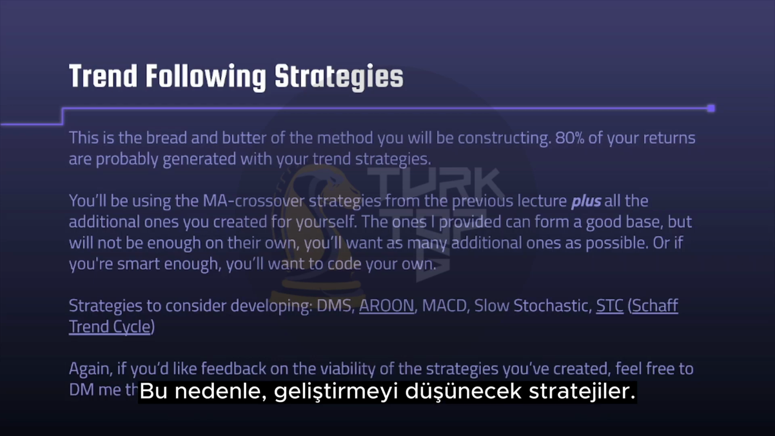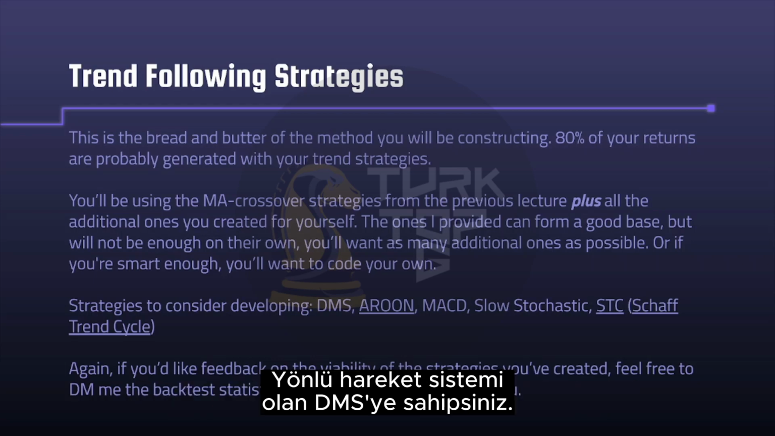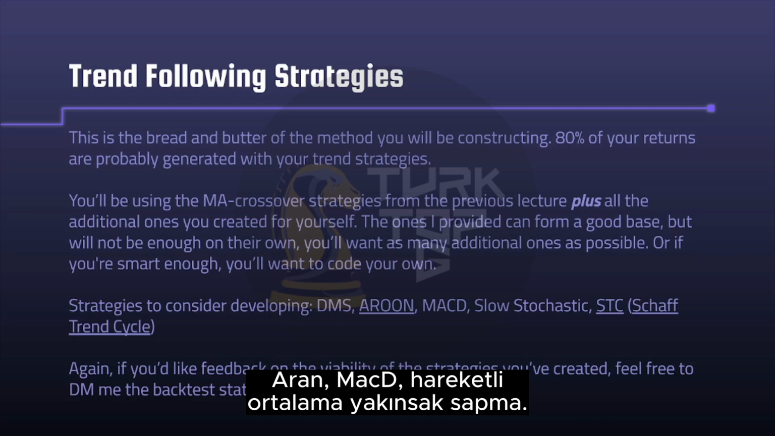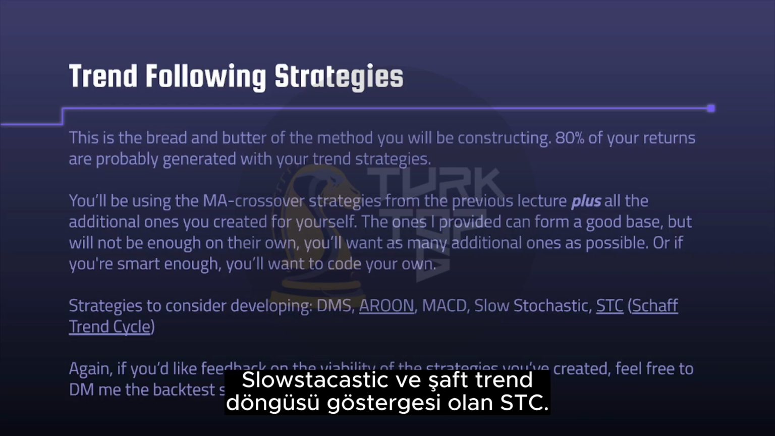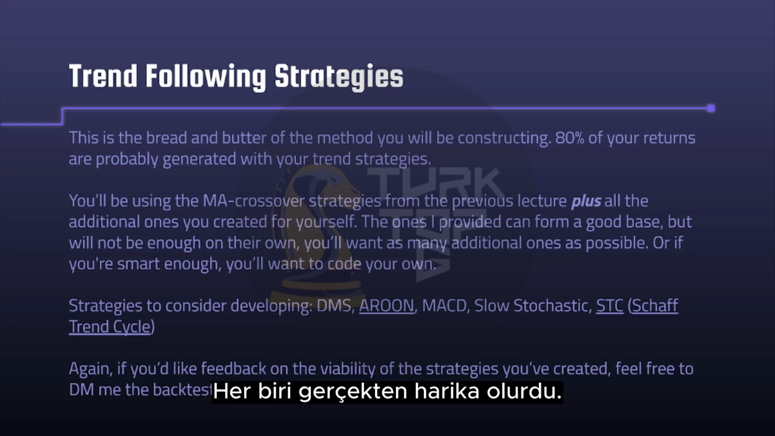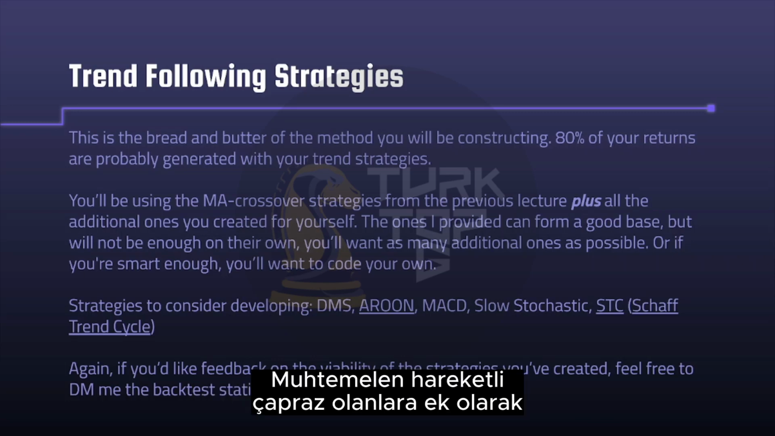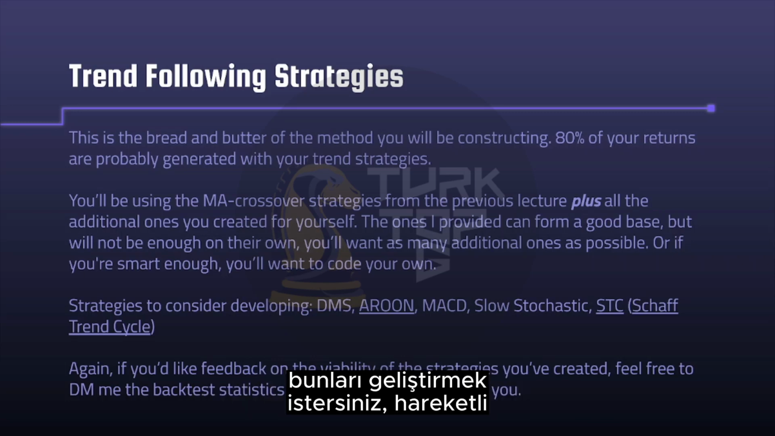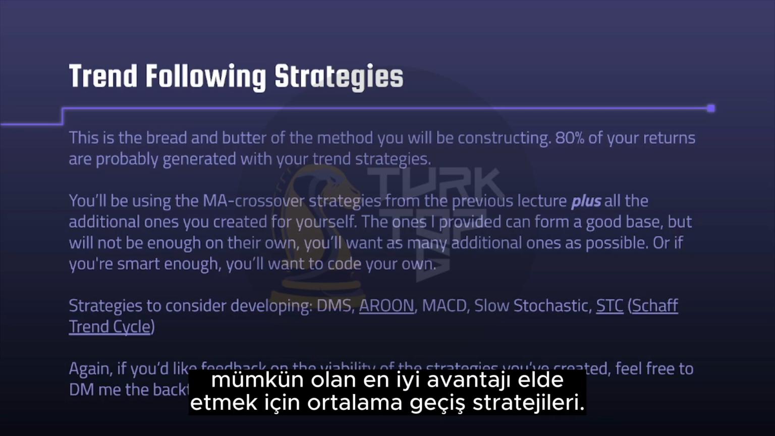So, strategies to consider developing. You've got DMS, which is directional movement system, Aroon, MACD, moving average convergence divergence, slow stochastic, and the STC, which is the Schaff Trend Cycle indicator. Out of all of those, you may want to develop all of them, one of each, which would be really cool. But Aroon and the STC, those are good ones. You probably want to develop those first, in addition to the moving average crossover strategies.